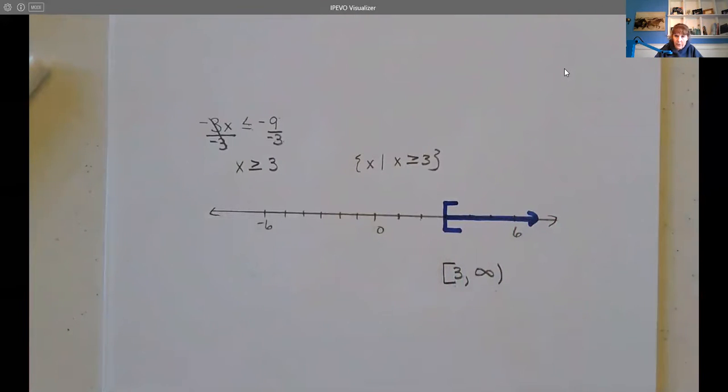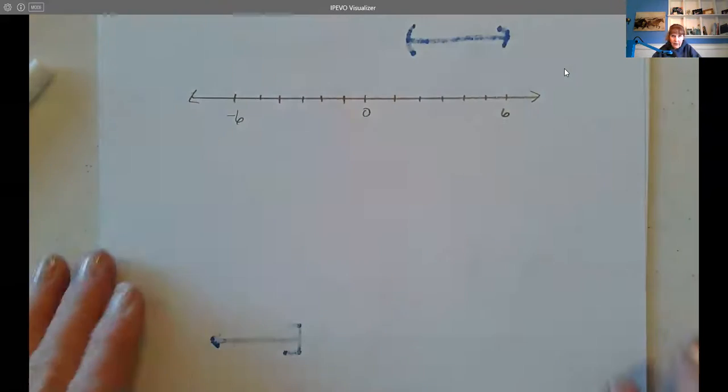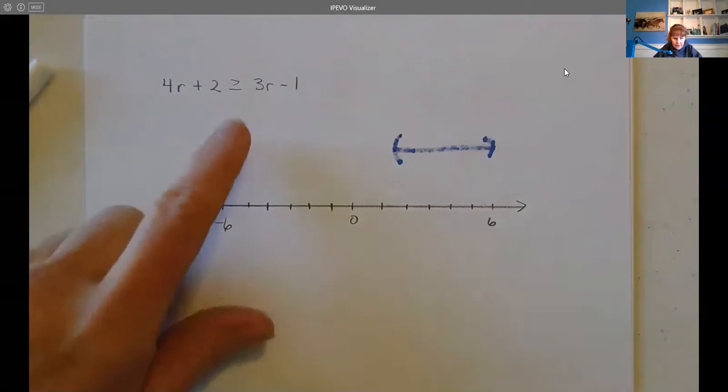And that would be the interval notation of the solution. Anything between 3 and infinity will work, and 3 itself will work because of that bar. Perfect. All right, we'll just ignore that little bar thing there. Oh, well. All right, let's go ahead and solve this one.